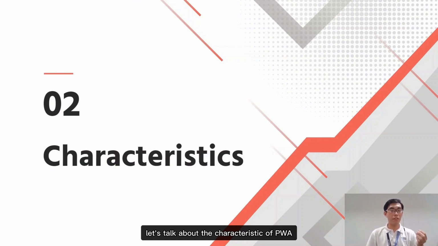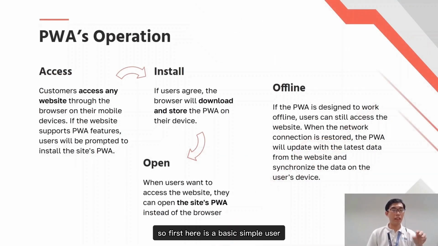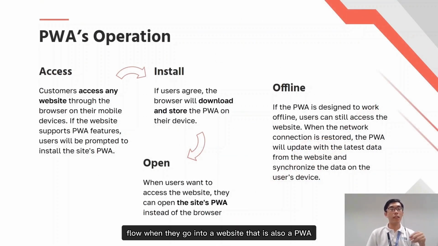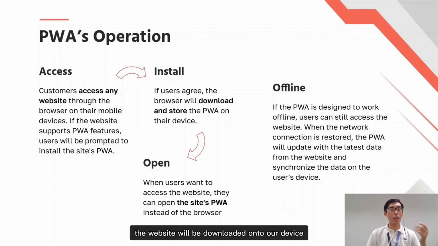Next, let's talk about the characteristics of PWA. So first, here is a basic, simple user flow when they go into a website that is also a PWA. When we go to a website that uses a PWA, we will see an icon or a notification stating that we can download this website. If we press on the download button, the website will be downloaded onto our device and we can open the website and use it just like a native app.